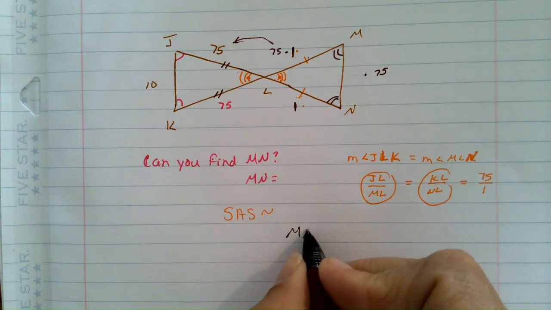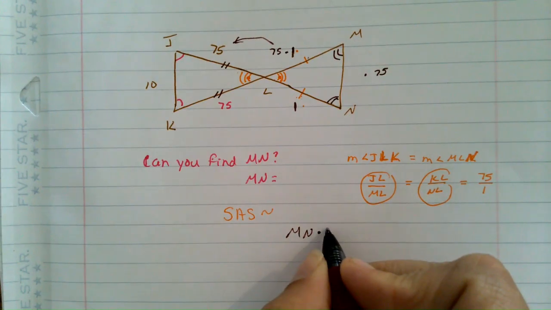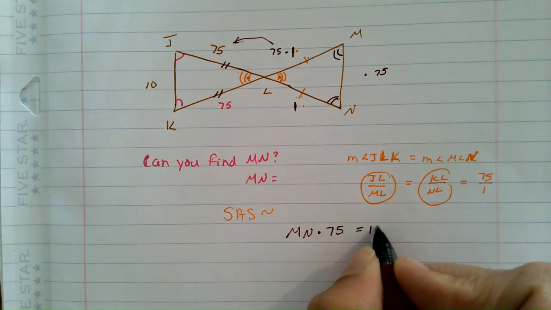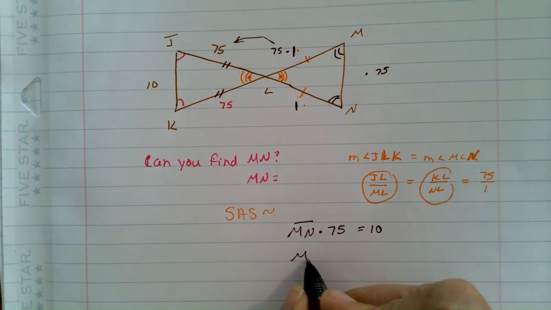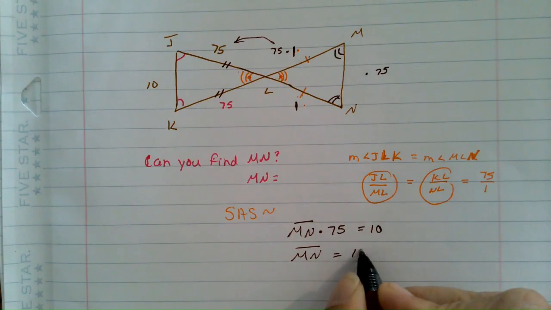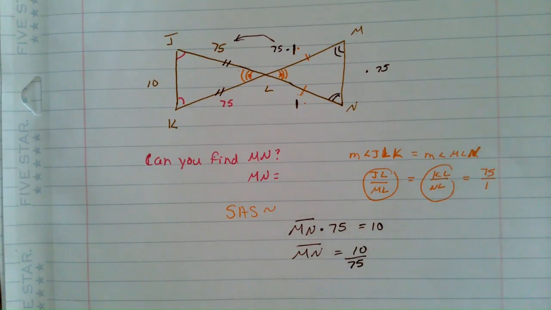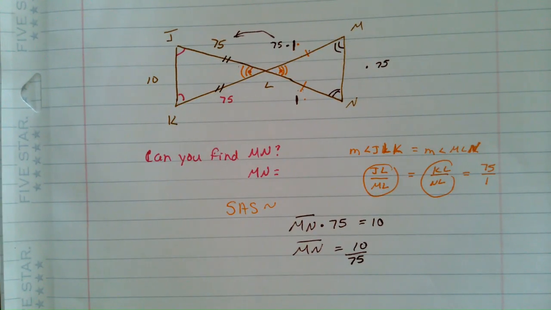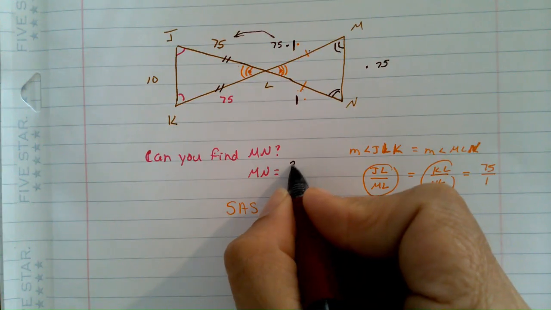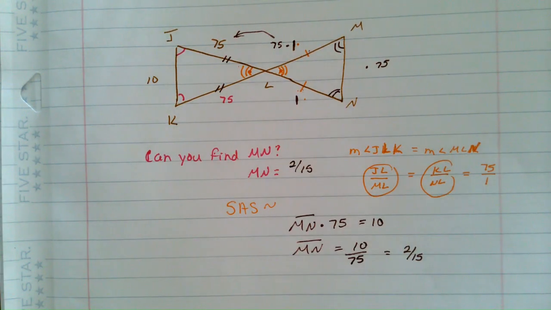So MN multiplied by 75 is going to equal 10 because of our scale factor. So I'll divide by 75. And it makes sense that it's small because 10 is smaller than 75, so we need something smaller than 1, right? And if we reduce that, we get 2/15. So yes, they were similar, and therefore MN is 2/15.